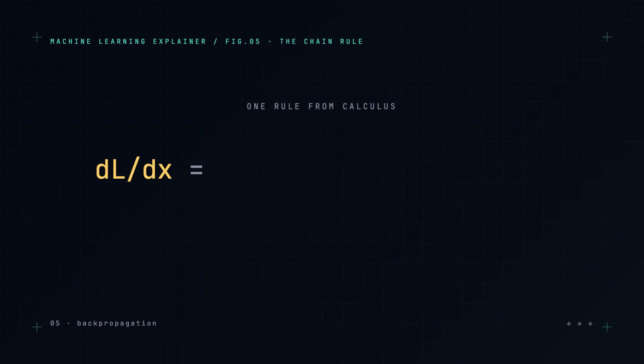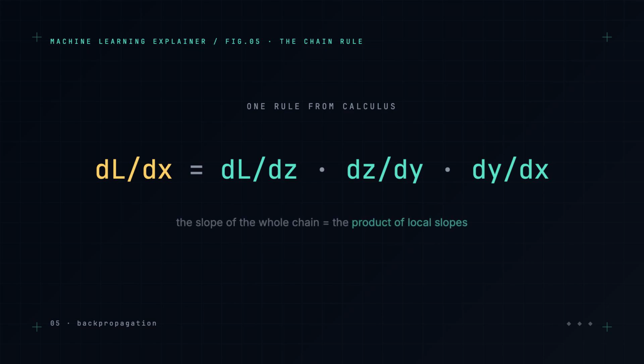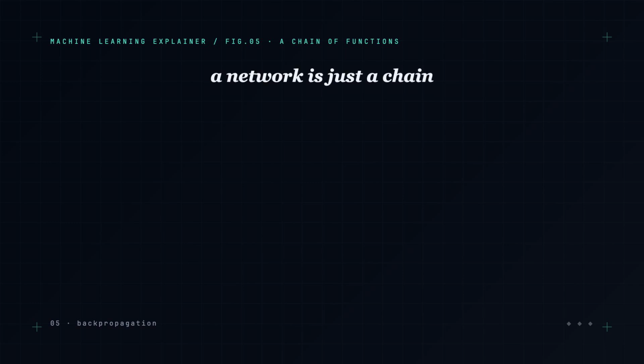The whole trick rests on one rule from calculus, the chain rule. It says if you chain functions together, the slope of the whole chain is just the product of the little local slopes along the way. How sensitive is the output to the input? Multiply how each step affects the next. That's it. Backprop is the chain rule applied carefully to an entire network, because that's exactly what a network is.